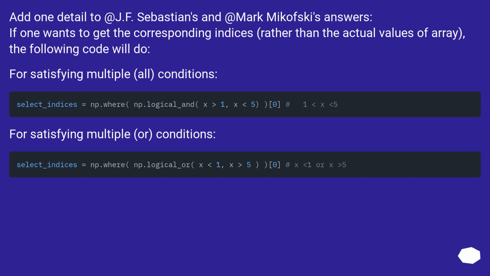Add one detail to @j.f. Sebastian's and @Mark Mikovsky's answers. If one wants to get the corresponding indices, rather than the actual values of the array, the following code will do. For satisfying multiple, all, conditions. For satisfying multiple, or, conditions.